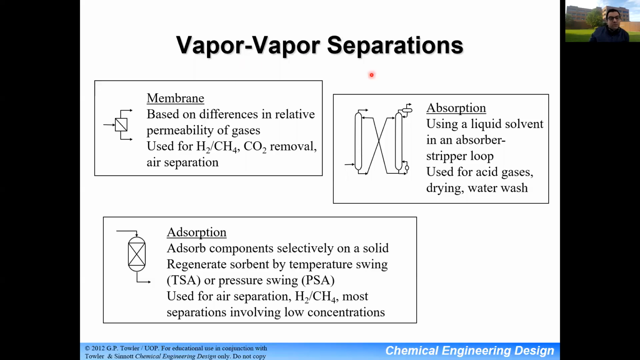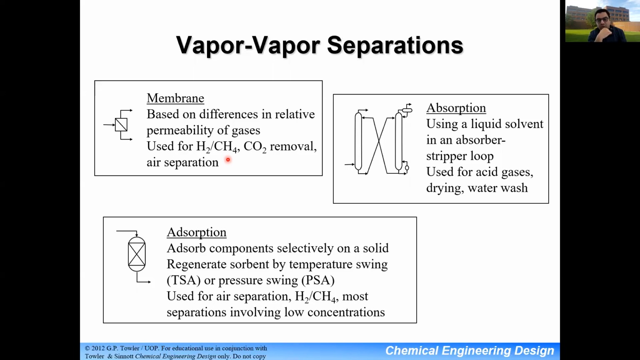So for vapor separations, the 3 methods which are widely used are membrane. So again, membrane is based on differences in relative permeability of gases, or in a simpler way, based on differences in the size of the molecules. So if I want to separate hydrogen or methane from CO2, hydrogen molecule is a small, cute molecule, 2 hydrogens. CO2 is a large, bulky thing of big carbon, 2 huge oxygens, right? So I could have a membrane, just push the hydrogen out and keep the CO2 on one side. Okay, so this is membrane separation.